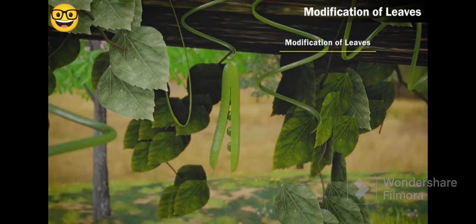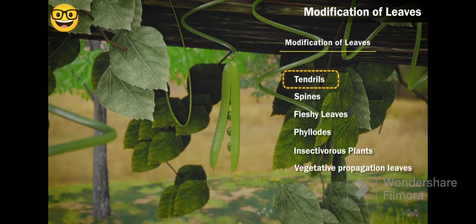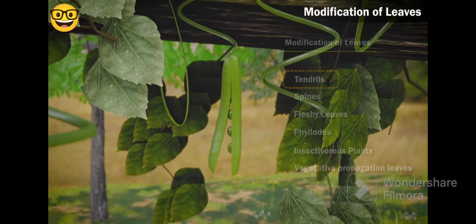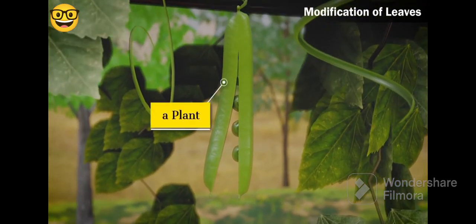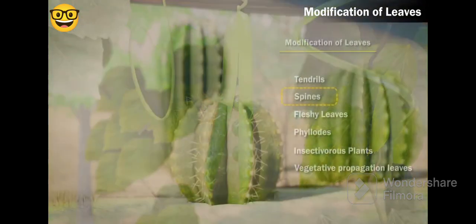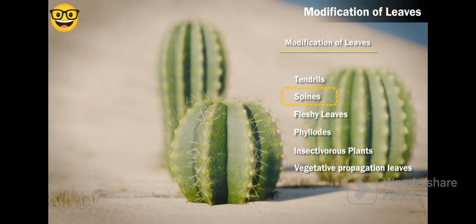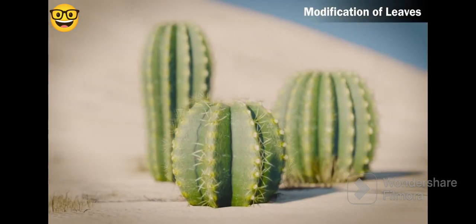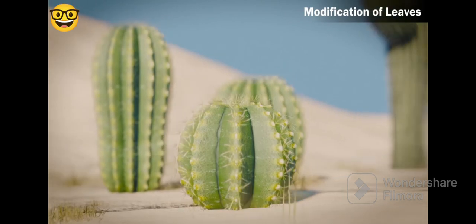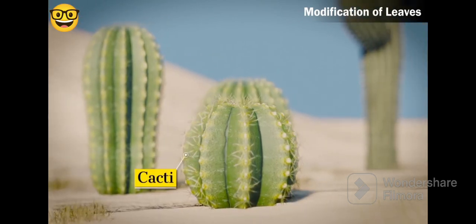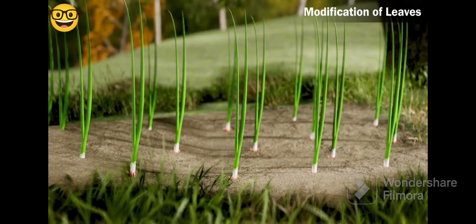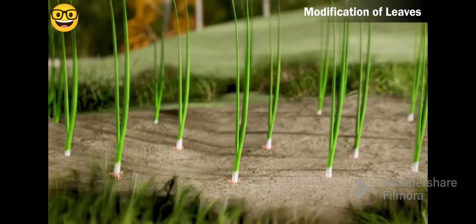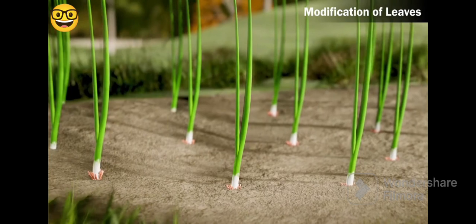Modification of leaves. 1. Tendrils. In plants with weak stems, leaves are modified into tendrils. Example, pea plant. 2. Spines. In desert plants, they are converted to spines to reduce transpiration. For example, cacti. 3. Fleshy leaves. They become fleshy to store food. Example, onion.